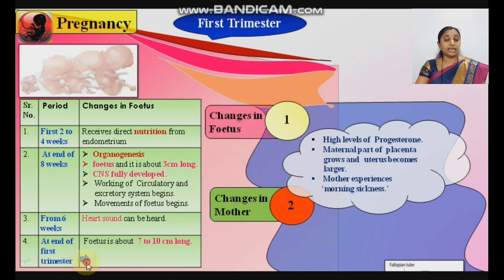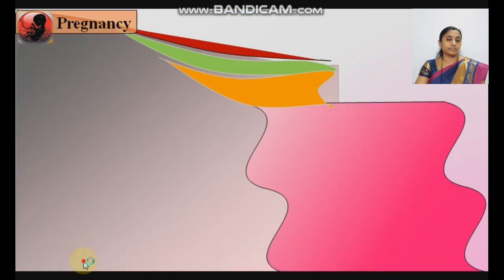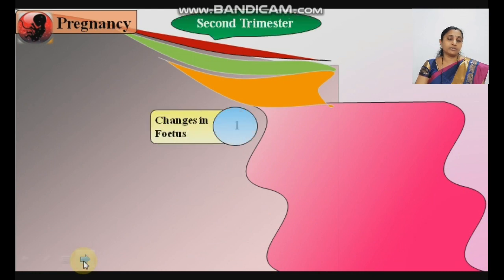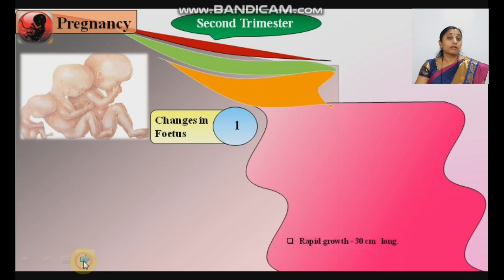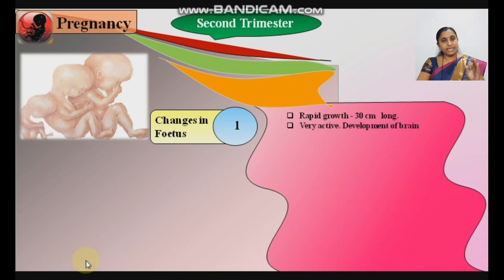Now come to the 2nd trimester. Here is the image of the female reproductive system. The uterus becomes larger due to growth of the fetus. 2nd trimester: again change in the fetus and mother also. Here rapid growth of the fetus takes place, and the length becomes up to 30 centimeter. In the 1st trimester it was 7 to 10 centimeter. In the 2nd trimester it is about 30 centimeter long. The fetus becomes very active, and there is full development of the brain.